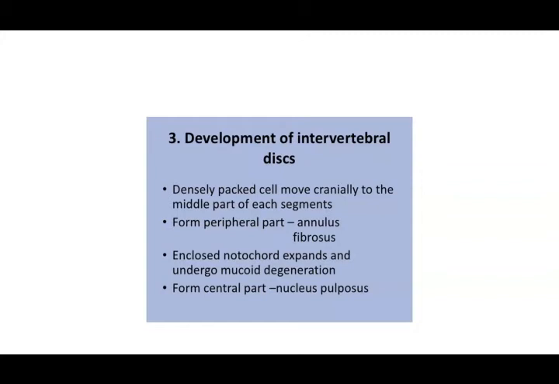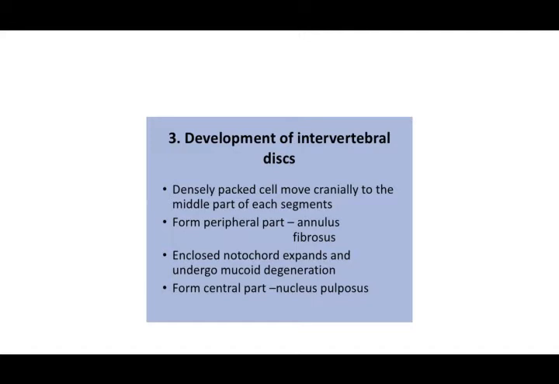Then that is the mesenchymal block is going to form. Then the development of the intervertebral disc. Densely packed cells move cranially to the middle part of each segment. From the peripheral part, that is of this mesenchyme, that is going to form your annulus fibrosus. The notochord in the center is enclosed. Notochord expands and undergoes mucoid degeneration, and the notochord in the center from the central part is the nucleus pulposus.